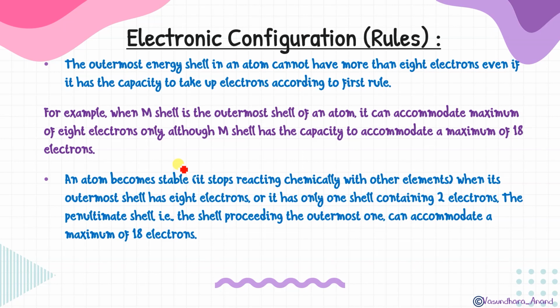So it will stop reacting when its outermost shell has the maximum electrons, that is 8 electrons. It wants 8 electrons, and if it has them, it is not going to take up or lose electrons, isn't it? So it has only one shell containing 2 electrons, and the penultimate shell, that is the shell preceding the outermost one, just before the outermost, whichever it is, will be called the penultimate shell, and can accommodate a maximum of 18 electrons.